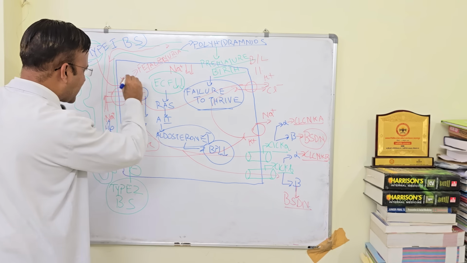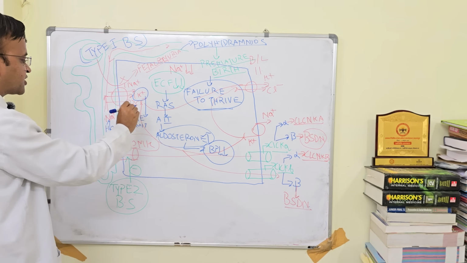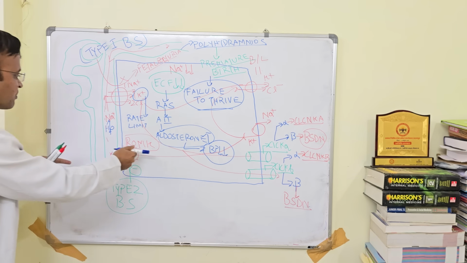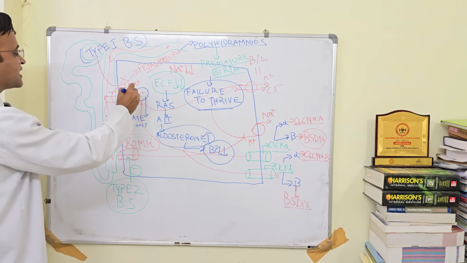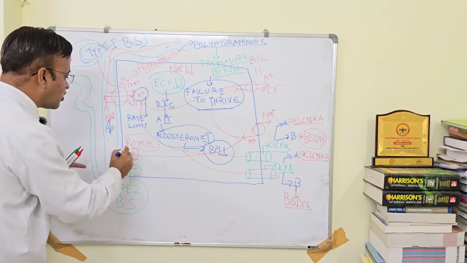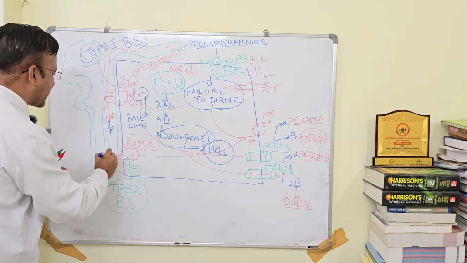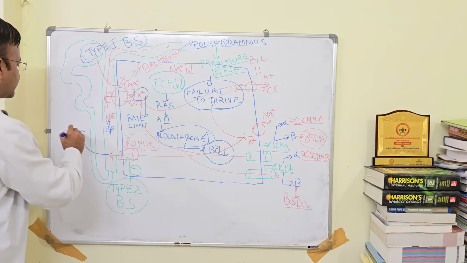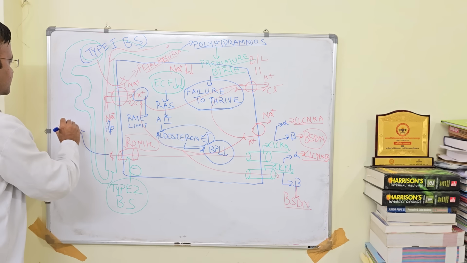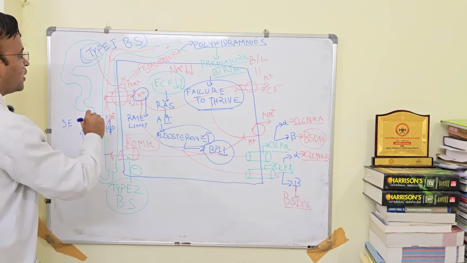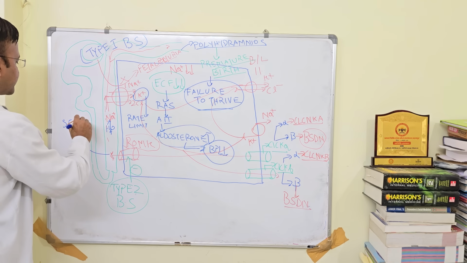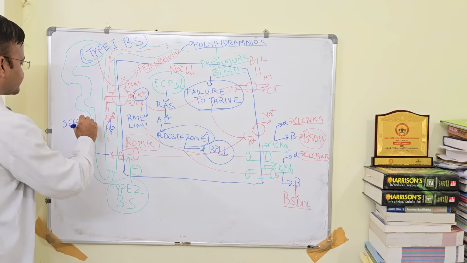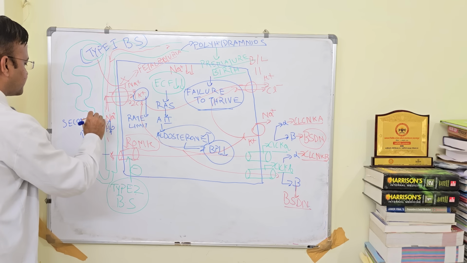So this ion channel needs potassium for its functioning, but if the ROMK gets blocked, this potassium won't come for getting recycled. Because of the blocking of ROMK, there will be secondary inhibition of the 1 sodium 1 potassium 2 chloride channel in type 2 Bartter syndrome. Secondary inhibition, what we call.